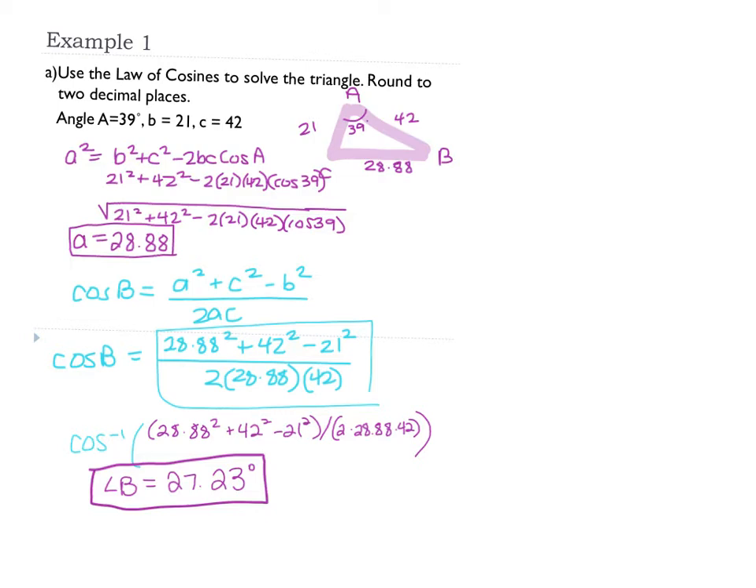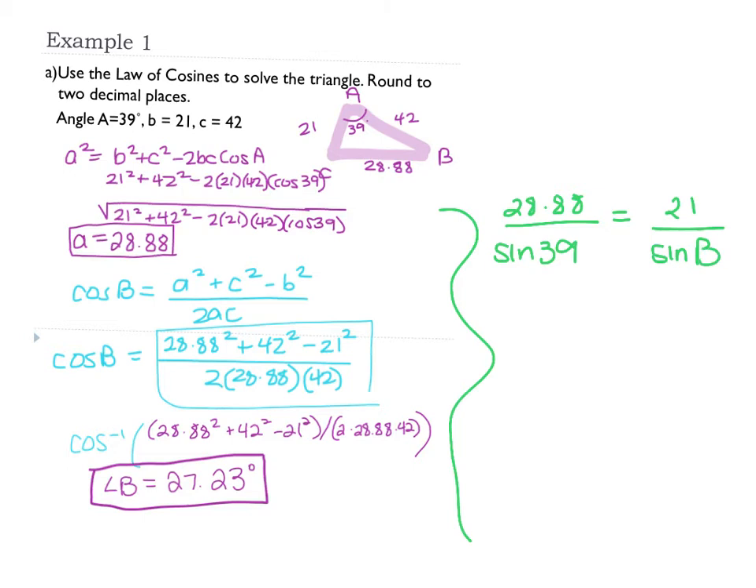We said the other way to do it would have been law of sines, so you can choose between them. Once you get the first one, I could have done A, which is 28.88, over the sine of A, which is 39 degrees, equals B, which is 21, over the sine of B. I would have cross multiplied, 21 times the sine of 39 divided by 28.88, and then taken the inverse sine of that answer, and I get 27.23 degrees, so they should match. So if you've got extra time, it's a good way to check your work, okay? But you could choose between those two methods.